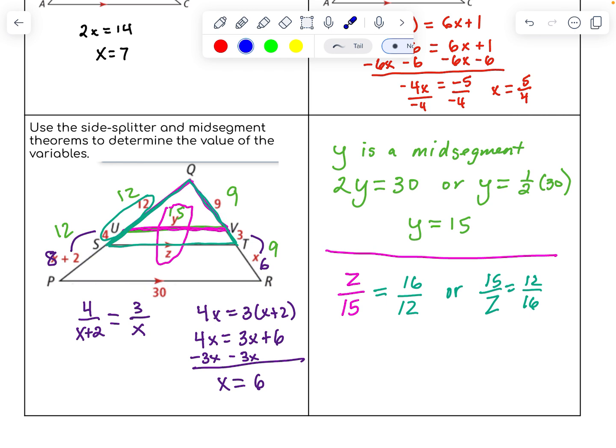Or you could have used the whole side to find z. We could have went 15 to z and then 24 to 30, 18 to 30. But either way, when we get z here, we're going to get 12z equals 16 times 15, which is 240 divided by 12. z is equal to 20. And that's how we kind of use our different theorems to find different lengths in those triangles.